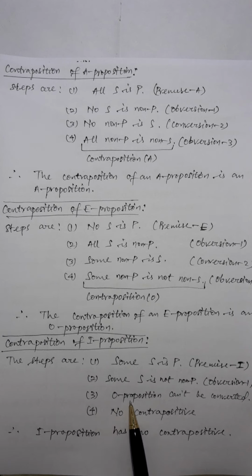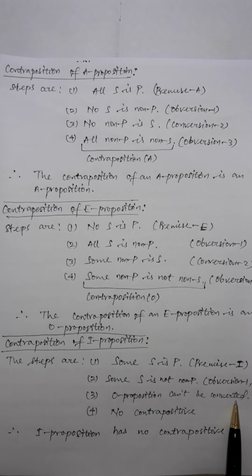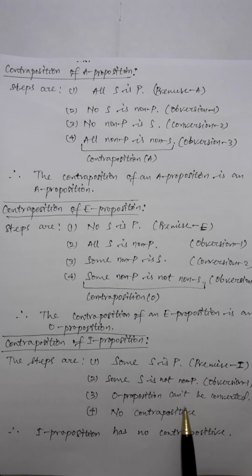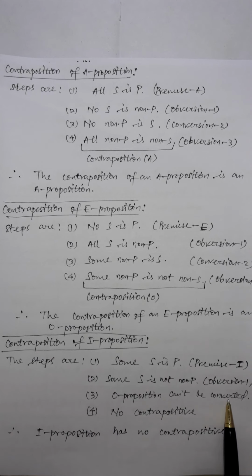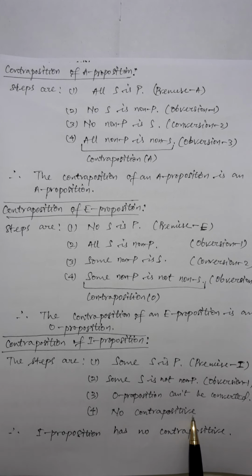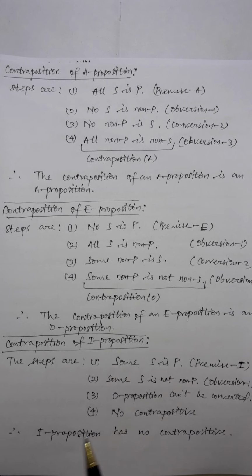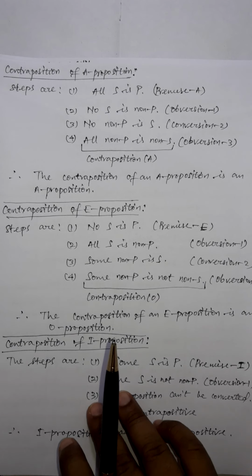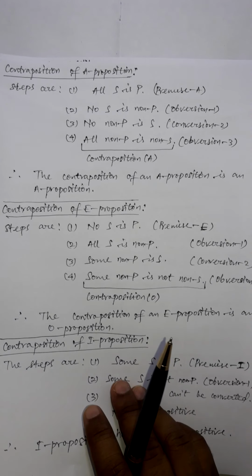Now it's time to apply conversion on O type propositions, but we know an O type of proposition cannot be converted. It's the basic rule that we discussed in the topic of conversions, that O type of propositions does not have any conversion. So that means it cannot be moved further. We cannot proceed further. That means there is no contrapositive of I type of proposition. Okay friends, so I type propositions cannot be contraposed.